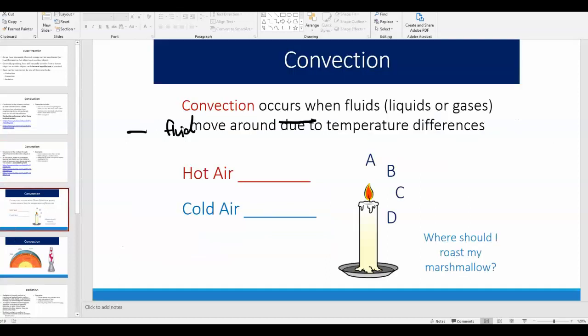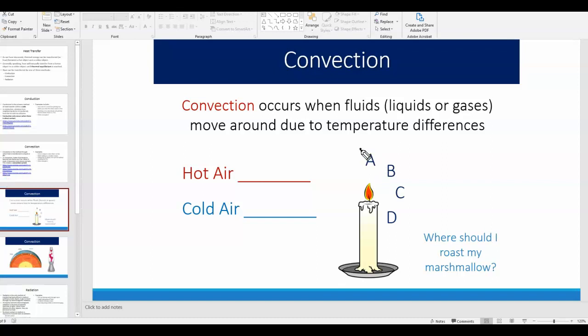Okay, so you can take a look at a couple examples having to do with convection. Here it says convection occurs when fluids like a liquid or gas move around due to temperature differences. So let's say I have a candle and I want to roast a marshmallow using my candle. Where should I put my marshmallow, do you think, to heat the marshmallow using convection?